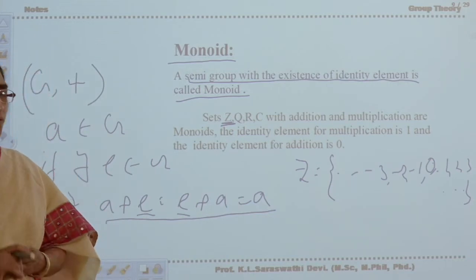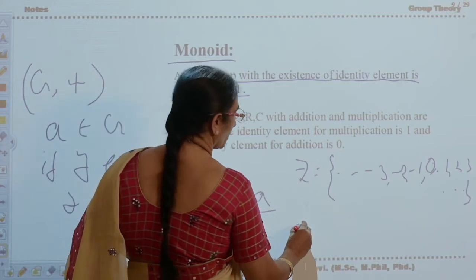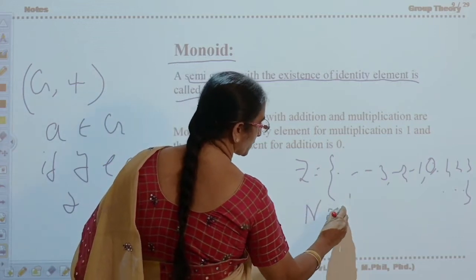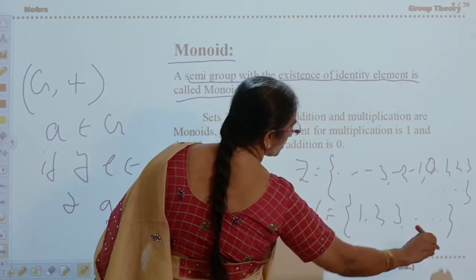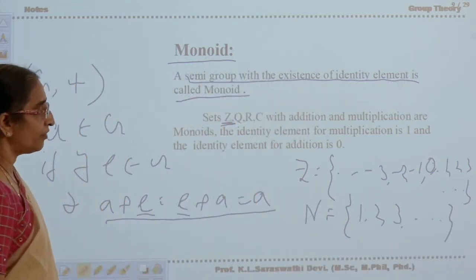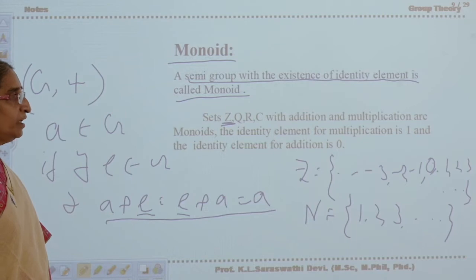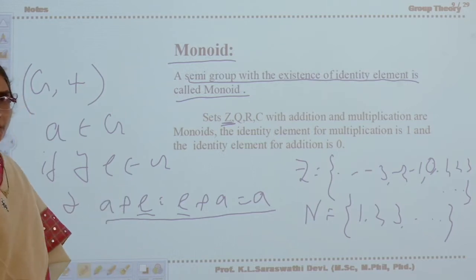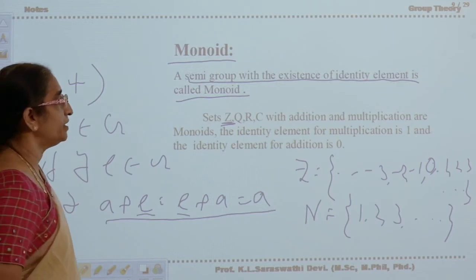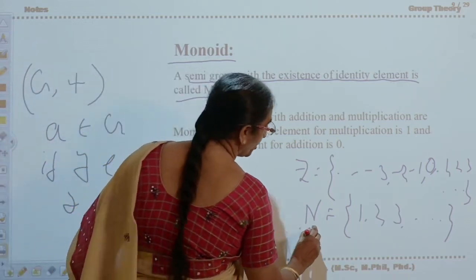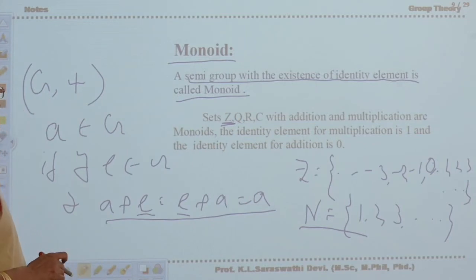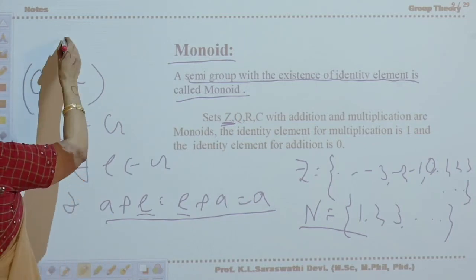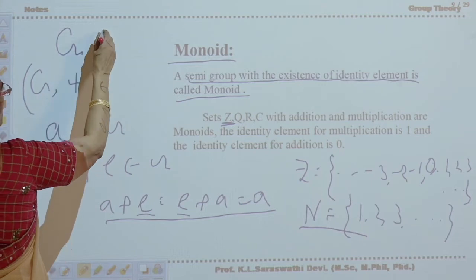Now suppose if you take N, the set of natural numbers, that is 1, 2, 3 and so on. So is there an existence of identity, additive identity? There is no additive identity because 0 is not there. Therefore, N is not a monoid with respect to addition. Is it clear?